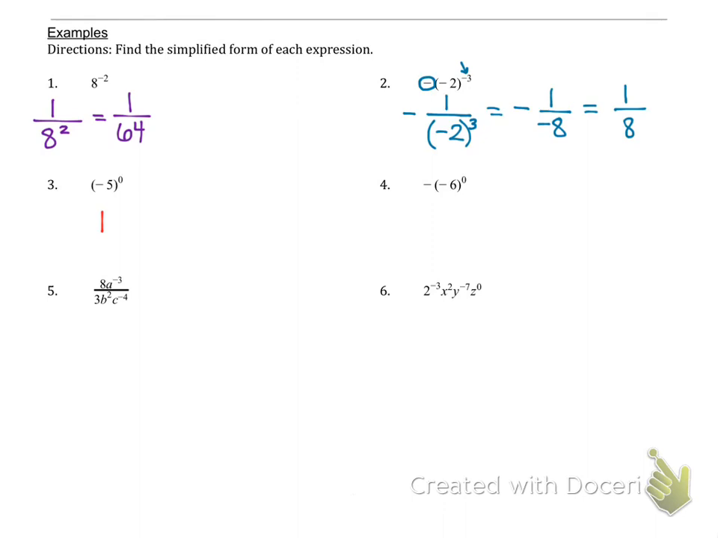For number 4, now this one is a little bit different because we have this negative on the outside. So I'm going to keep that negative on the outside, and then negative 6 to the 0 power, anything with an exponent of 0 is equal to 1. So it's equal to negative 1.